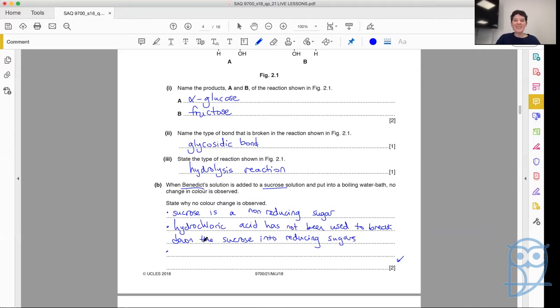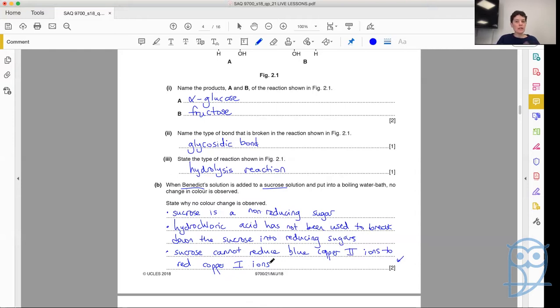So if we want to get a little bit more technical, and as in where does that color come from, what do we actually mean by this idea of a reducing sugar? It's the fact that sucrose cannot reduce the blue copper 2 ions to red copper 1 ions.